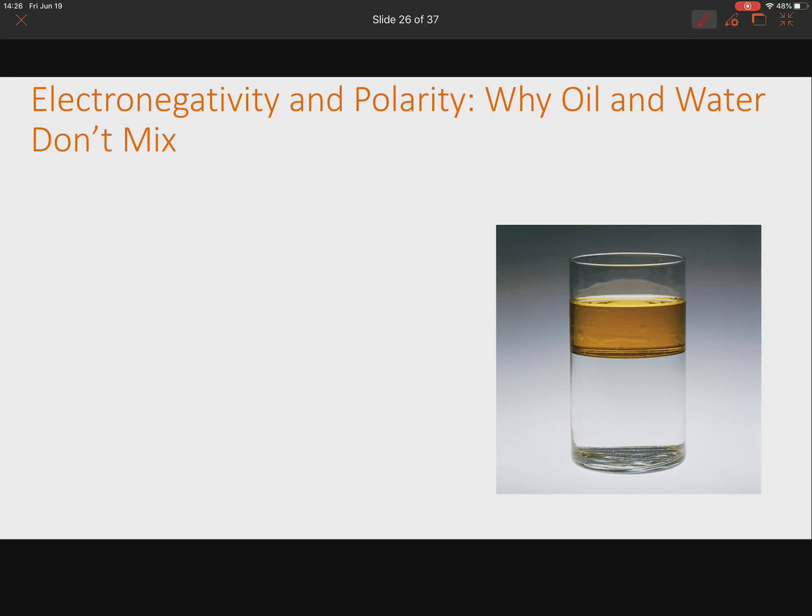So then, talking about electronegativity and polarity, let's talk about why oil and water don't mix. If you combine oil and water, they separate into distinct regions, and the reason for that is because the water molecules actually bunch together and push all the oil molecules away. And water does this because it has uneven sharing between the bonds.